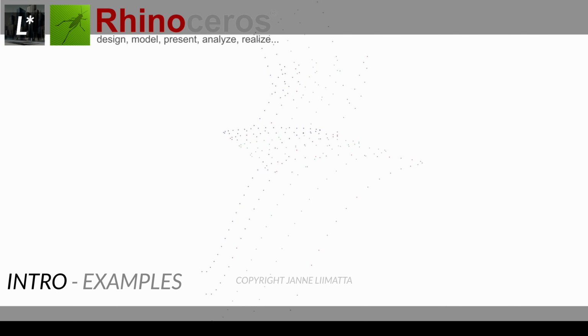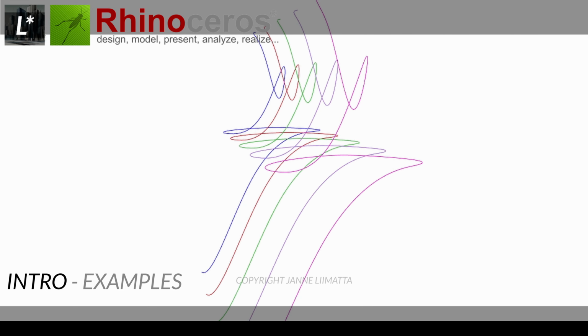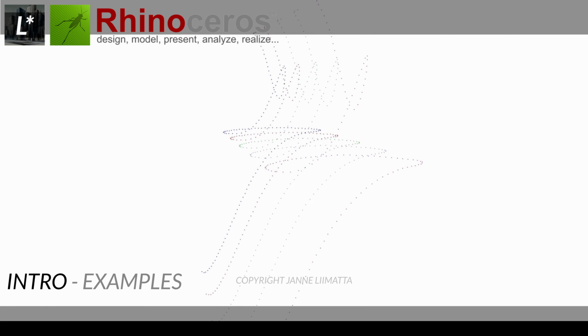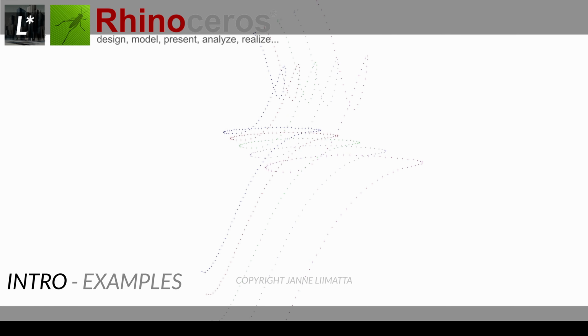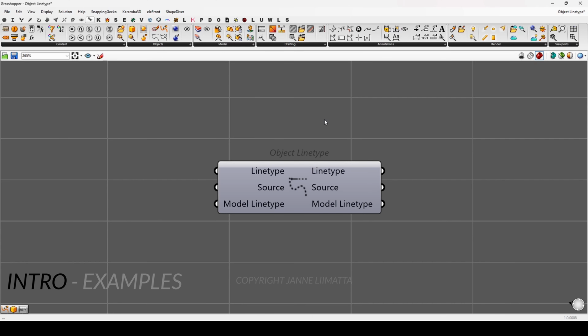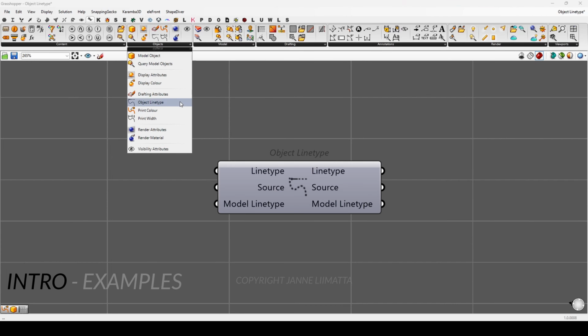Hello! After watching this video, you will know how to use Grasshopper to create Rhino blocks that have sub-objects on different layers, and then I will show you how you can change the object line type of those sub-objects with Grasshopper. We will be using the object line type component found in the Linetypes Objects section.